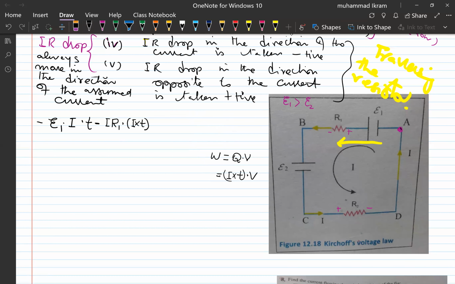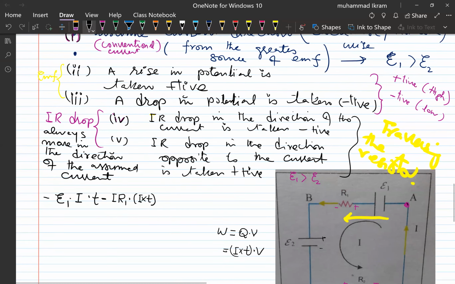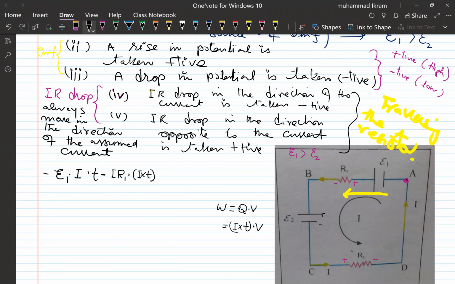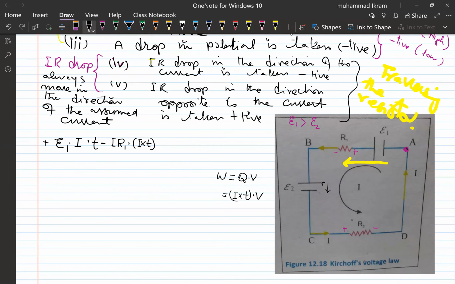As you see, because I'm writing the energy equation here, this is the higher potential and this is the lower potential. So the rise in potential is taken positive. Oh, this is a drop, I'm sorry. The rise in potential is taken positive. Here there is a drop in the potential because I'm moving from the point of higher potential to lower potential. The positive charge will lose energy because it has to move in the direction of the field, right? So it will be taken as negative. This will be E2 and the same I into T, right? As you see, we have this one.